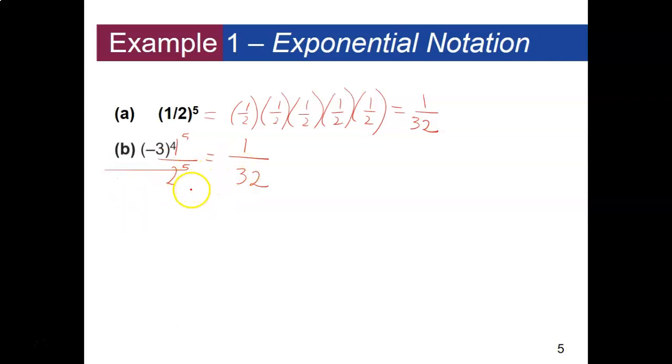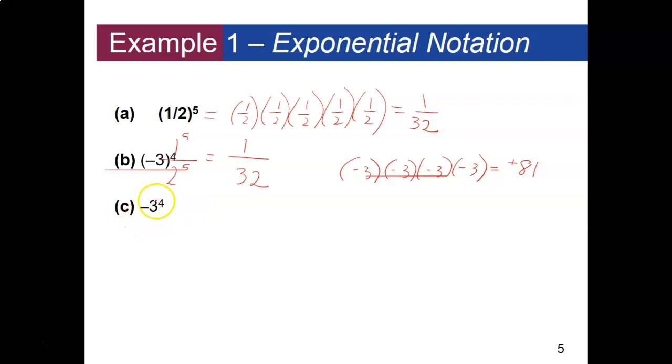Okay, the next one here, -3 to the 4th power. If I have -3, and I'm going to do that to the 4th power, we talked about last time that if we have 4 negatives or an even number of negatives, our answer is going to be positive. So if I have 3 times 3 times 3 times 3, I'm going to get 81 for my answer there.